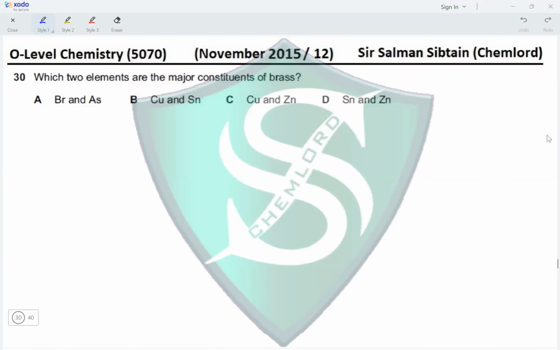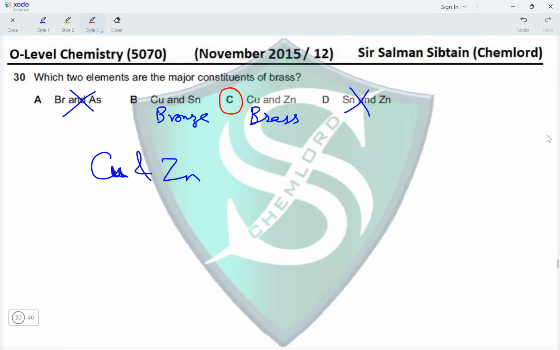Question 30. Which two elements are major constituents of brass? So this is a question of recall from memory. Brass is an alloy of copper and zinc. So option A, bromine and astatine, wrong. Copper and tin, this is bronze. Copper and zinc, this is brass. Tin and zinc, no, copper is not present along with zinc. So the correct option for this question is option C.